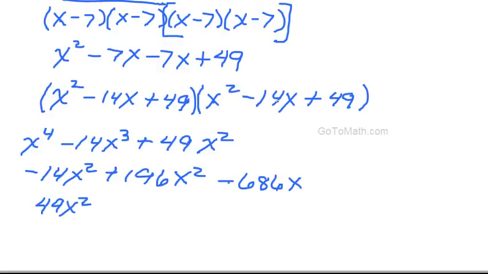49 times, yeah, I mean, we got some symmetry going on here. That was 686x. And then we got 49 times 49, so that'd be 49 squared, right? Ooh, nice number. So we got plus 2401.